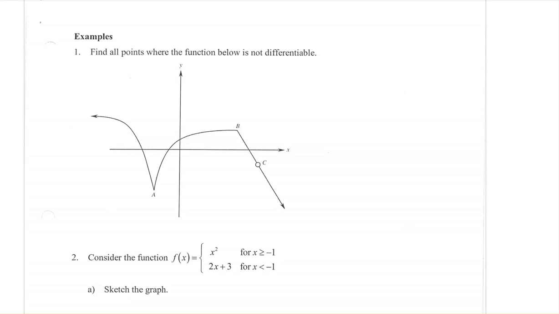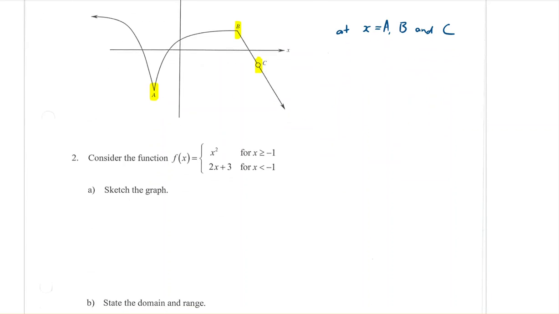Find all the points where the function below is not differentiable. So yes, it's kind of obvious with the letters that are there, isn't it? Okay, so obviously sharp point here at A, can't differentiate that. Another sharp point at B, and then a break at C. So we can't differentiate at x equals A, B, and C. That was too easy, wasn't it?